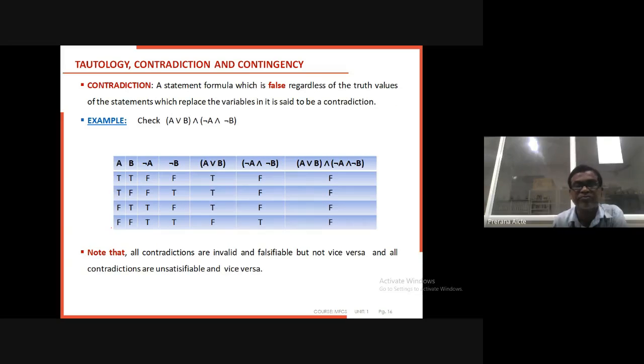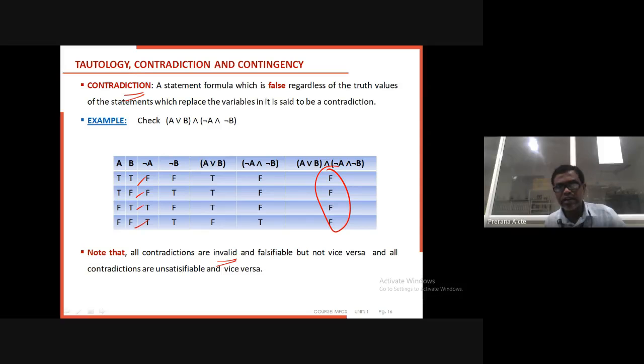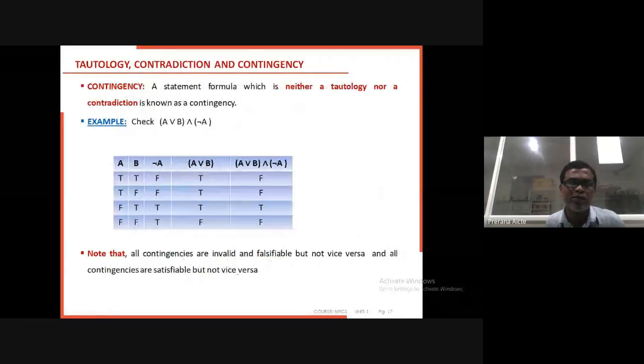And coming to contradiction, similar to tautology, given any formula, if you apply all possible truth values like true, false, true, false, and you get false as the final result, then it is called a contradiction. Regarding contradiction, one important point: all contradictions are invalid. Tautologies are valid, contradictions are invalid and falsifiable, but not vice versa. That means all false statements cannot be contradictions, and all contradictions are unsatisfiable. If you see any contradiction statement, that can be proved as an unsatisfiable statement.